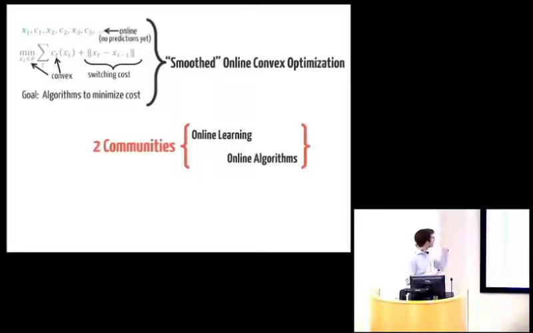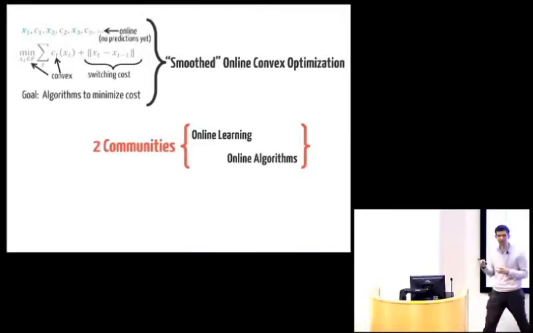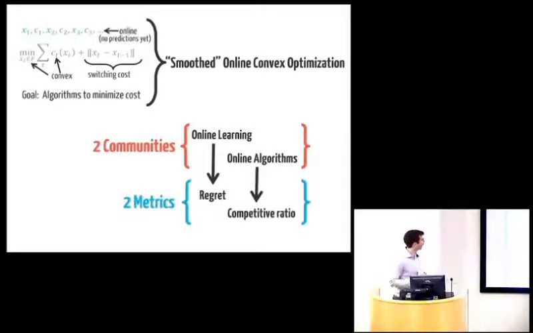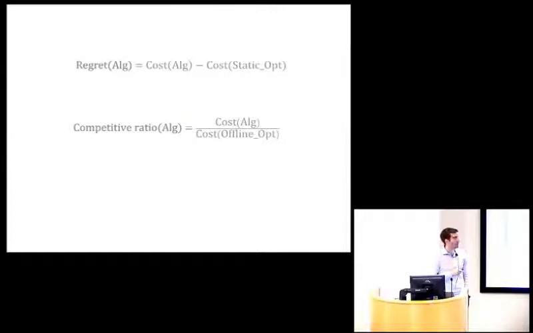In terms of what we want to optimize, this is a caricature, but in some sense there are two communities in this space, because there are two measures that people tend to focus on, one being regret and one being the competitive ratio. Broadly speaking, regret is at the core of the learning approach to OCO, and competitive ratio is at the core of the algorithms approach to OCO. And if you haven't seen those measures before, they're very simple and natural.